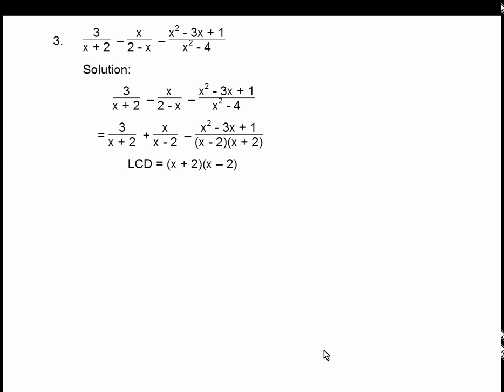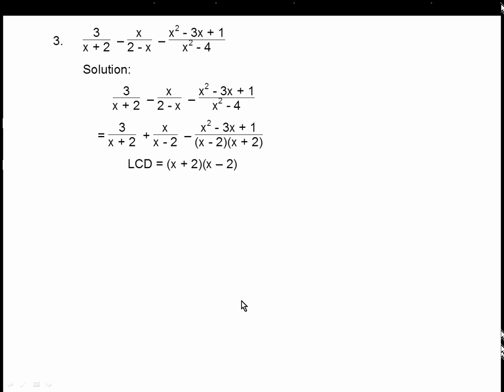Okay, we're now getting ready to fix the numerators. Remember, multiply each numerator by factors from the LCD that are not in its denominator. This first fraction misses x minus 2, so I'll do 3 times x minus 2. The middle one misses x plus 2, so I'll have x times x plus 2. The last denominator is the LCD, so I leave its numerator alone. Technically, I'm multiplying it by 1.